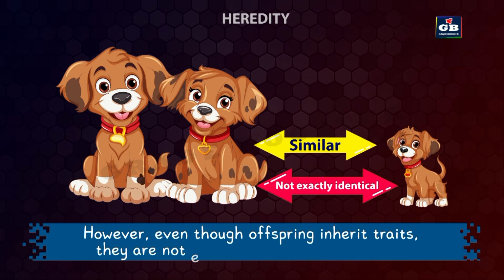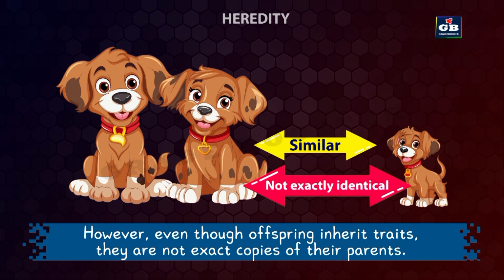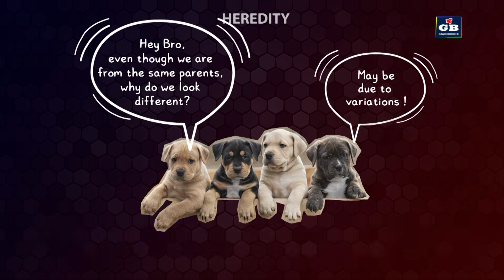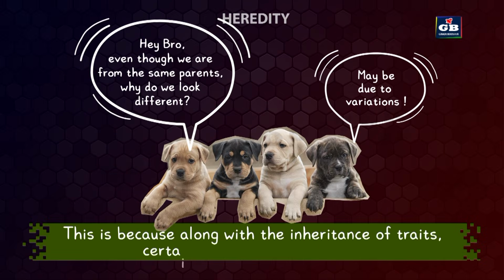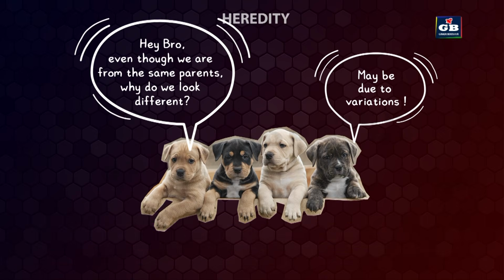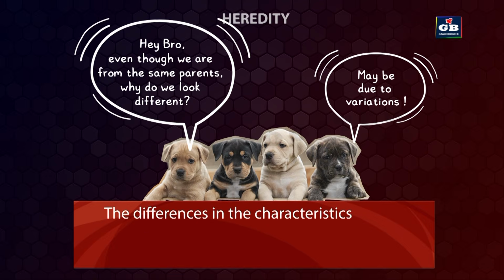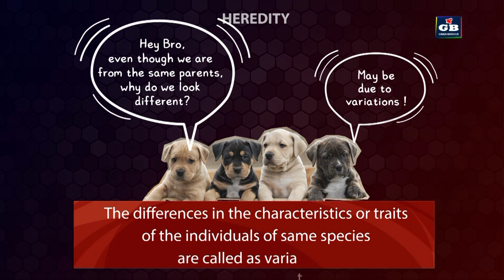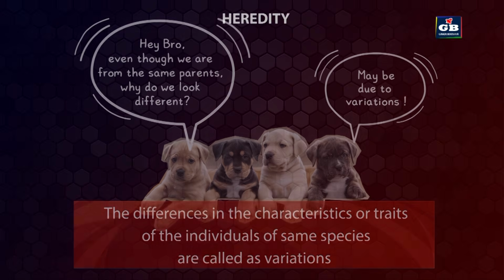However, even though offsprings inherit traits, they are not exact copies of their parents. This is because, along with the inheritance of traits, certain differences also arise. These differences are called variations. Let us see the definition of variations. Variation refers to the differences in the characteristics or traits of individuals within the same species.